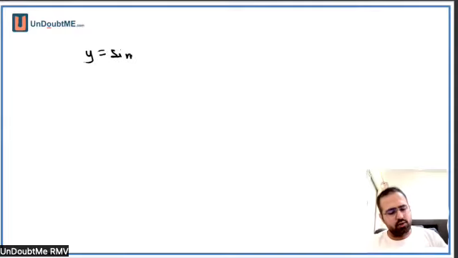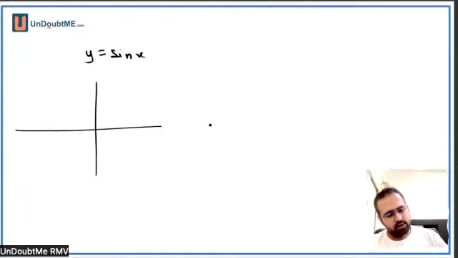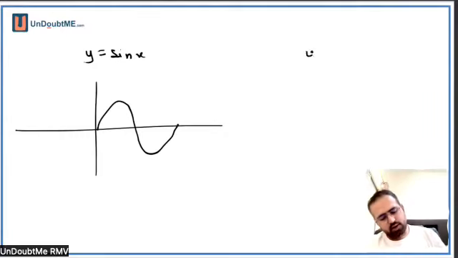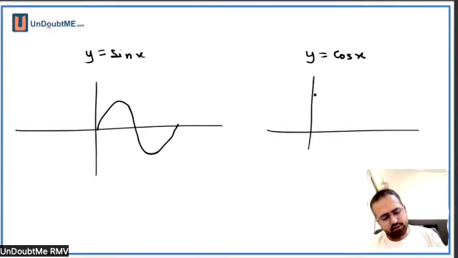Y is equal to sine x. If I just draw one cycle, it looks like this. Y is equal to cos x. If I draw one cycle for this, it will be like this.